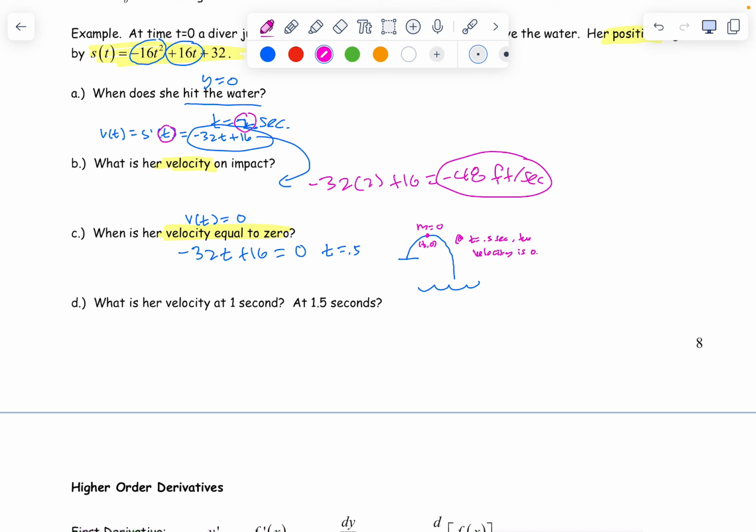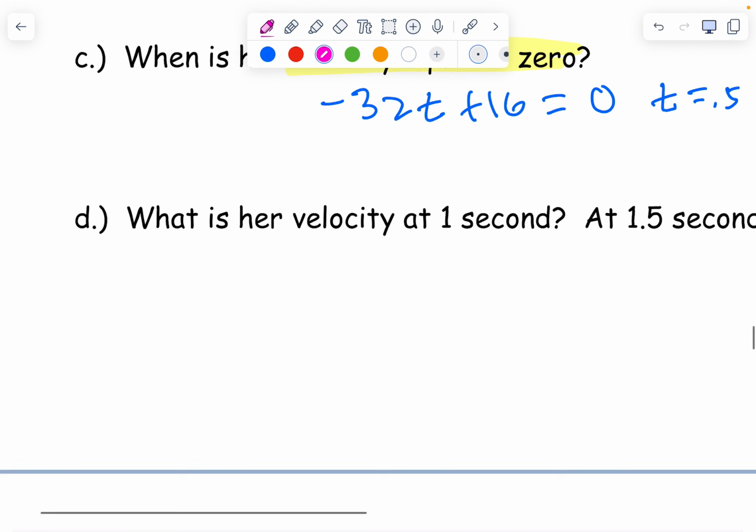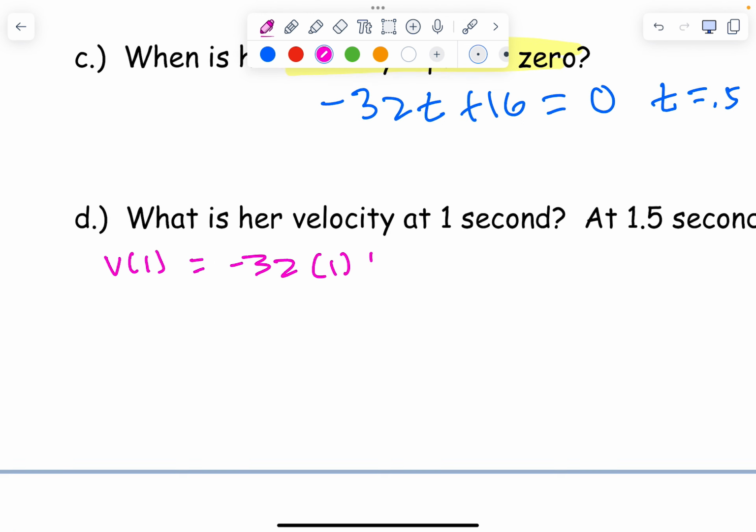What is her velocity at 1 second, at 1.5 seconds? Okay. So we're using the same velocity equation that we found on part B. So let's go ahead and write out. We have V of 1 is negative 32 times 1 plus 16. And then we have V of 1.5 is negative 32 times 1.5 plus 16.